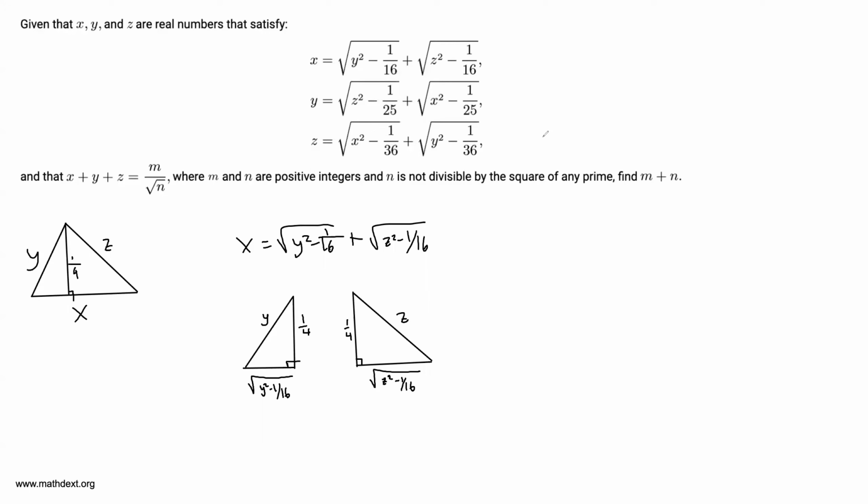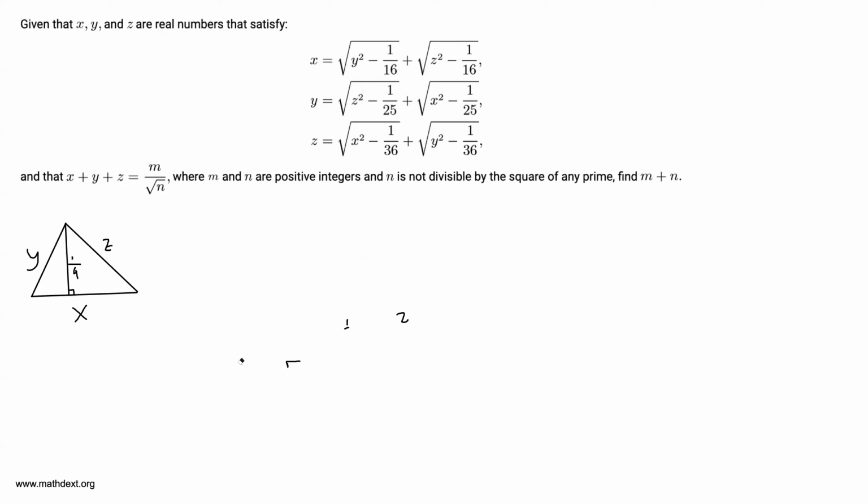Okay, so that's useful, but what's that going to tell us about the other two equations? Well, we can sort of do something similar with this. Like we have that y is equal to the square root of z squared minus 1 over 25 plus the square root of x squared minus 1 over 25. And that makes us think about more right triangles. In particular, if you have a right triangle with hypotenuse z and leg length 1 over 5, then this third leg is going to be the square root of z squared minus 1 over 25.